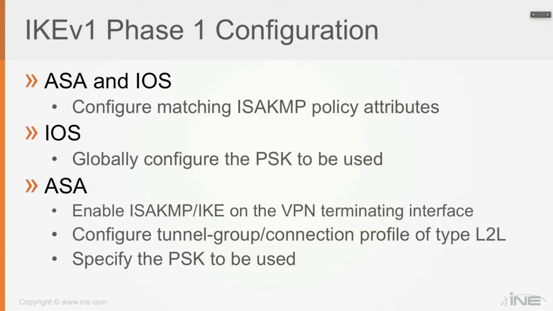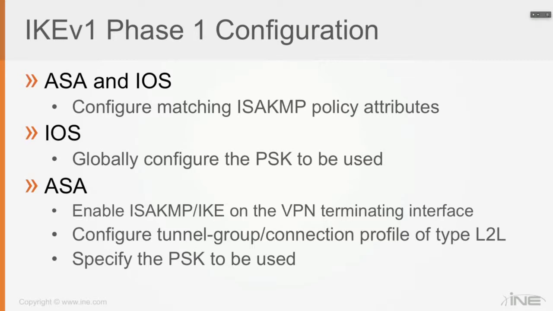First of all, we have to enable IKE or ISAKMP on the VPN terminating interface. On the IOS it is enabled by default. On the ASA it is not enabled by default. That's a difference between the ASA firewall and the IOS device. Makes sense because the ASA firewall is a security device, so you would want to have control over everything you do on the firewall, while the IOS router is not a security device, so it has IKE enabled by default.